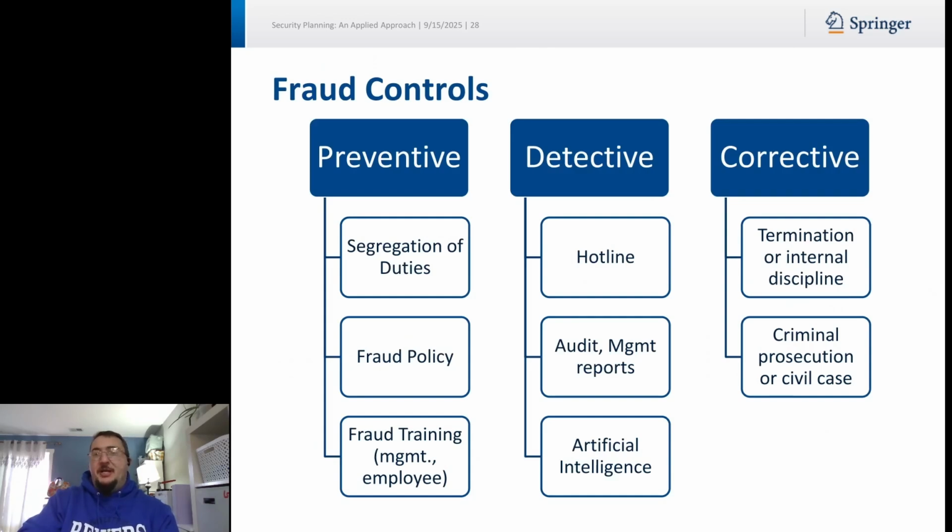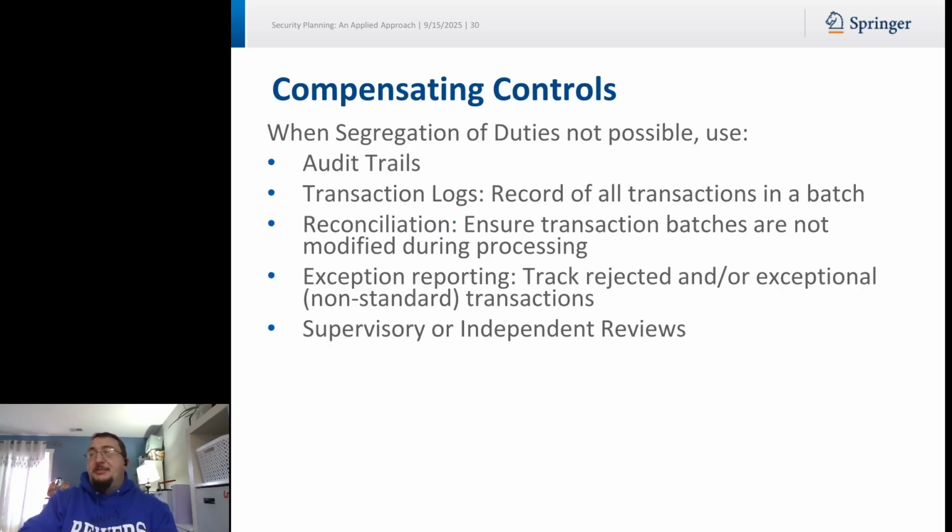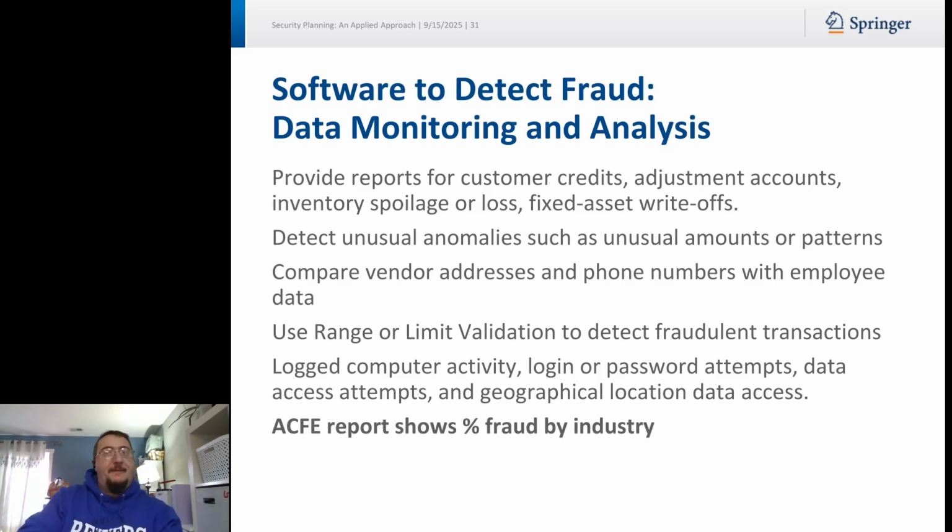Detective is during, and corrective is after. Segregation, like I was talking about. So you say you've got sales, they've got to go to management and distribution and quality assurance. Everybody has their one single job, and nobody does everything. That's not always possible, but it's best. And make sure everything gets tracked here, there, and everywhere.